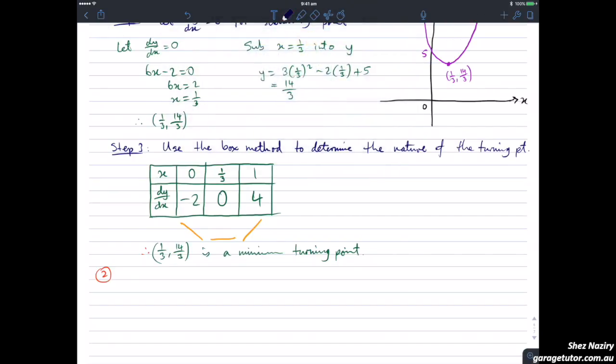Okay, so now find the turning points of y equals x cubed minus 3x squared plus 5x minus 4. Alright, find the turning points and determine their nature.